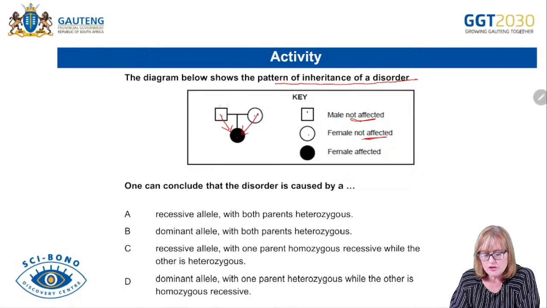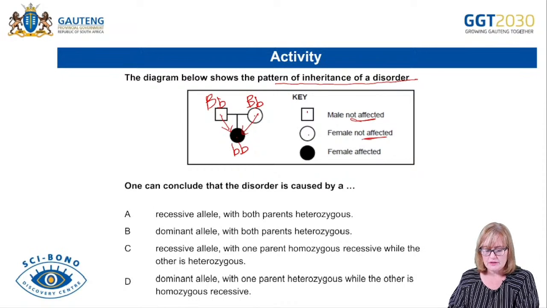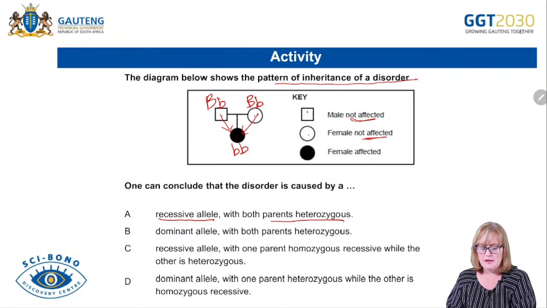So they both have the dominant allele, let's say B. I'm just making an example. But they both have a recessive allele that they gave to their child, and their child is now affected with a recessive condition, right? So when you have dominant parents that have a child with a recessive condition, you know that they are both heterozygous. They have the recessive allele there. So the answer here would be A, recessive allele. Both parents are heterozygous. I'm not going to go through the rest to save some time.